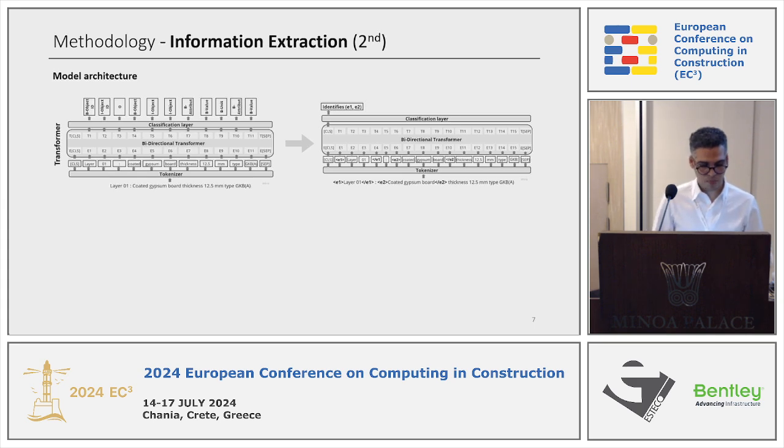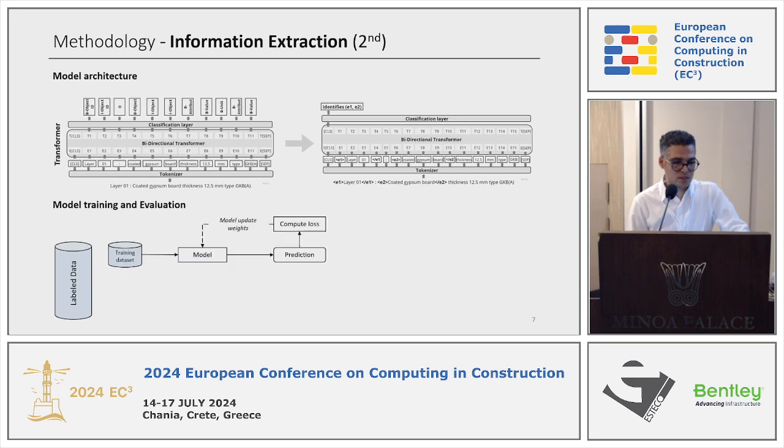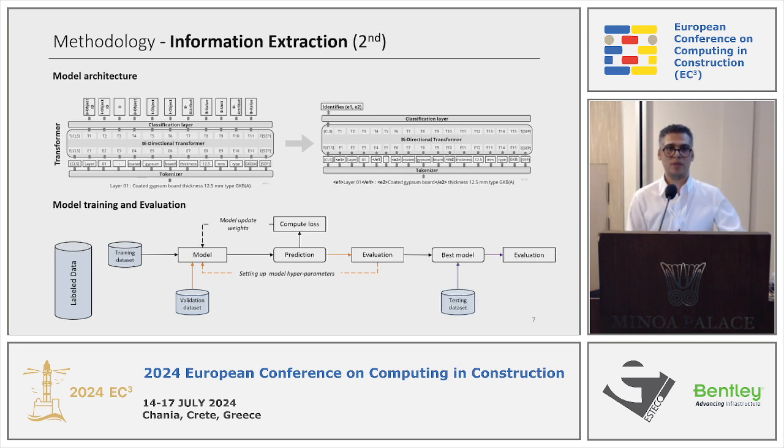To train the model and evaluate its performance, the labeled data is divided into three data sets. The first one is to update the model weights or model parameters. The second data set is to set up model hyperparameters. The third one is to test the best model and to evaluate its performance.